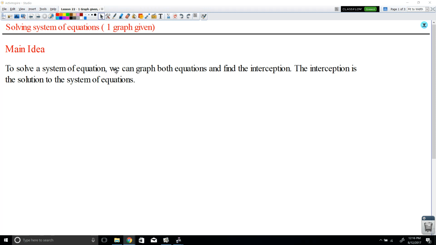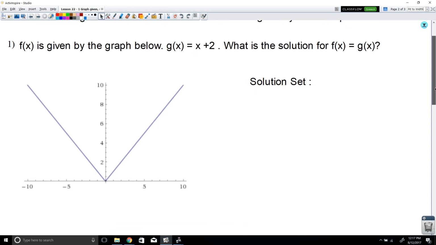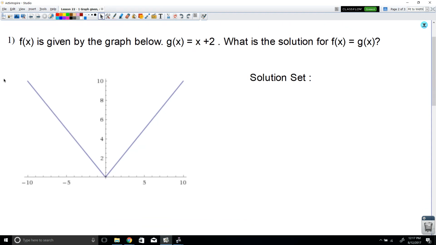Now, this is something that we discussed in the previous lesson, but here is going to be a little bit different in the sense that you're going to be given only one of the graphs and the equation for the other. And it is our task to find the solution to that system of equations here. So let's get started. It says here, let's use the following information to find the solution to the given system of equations.